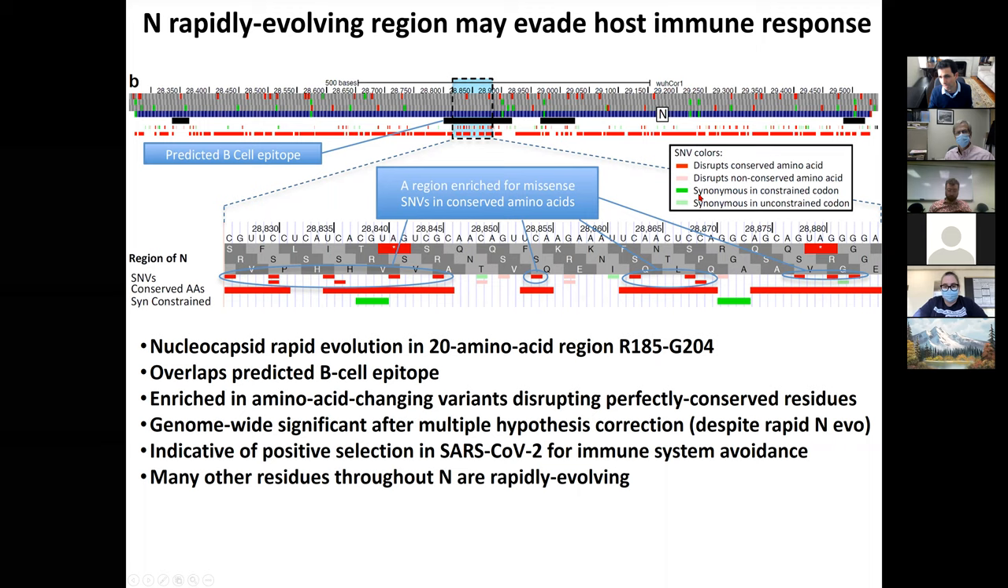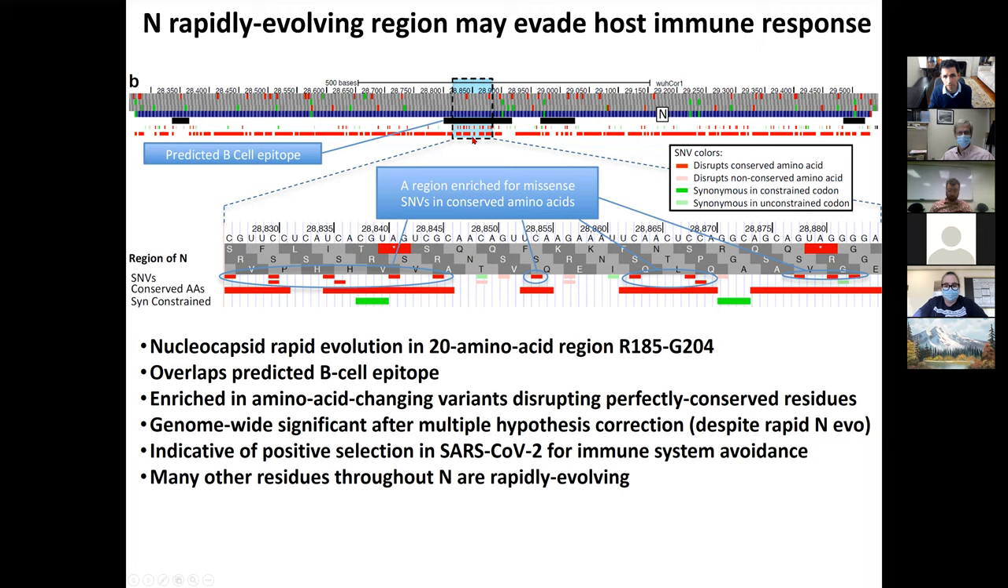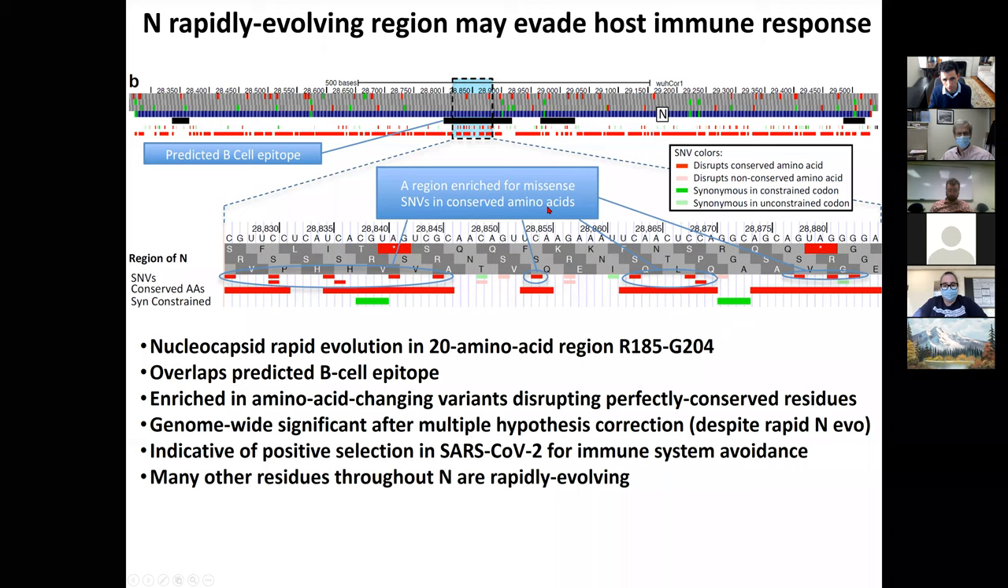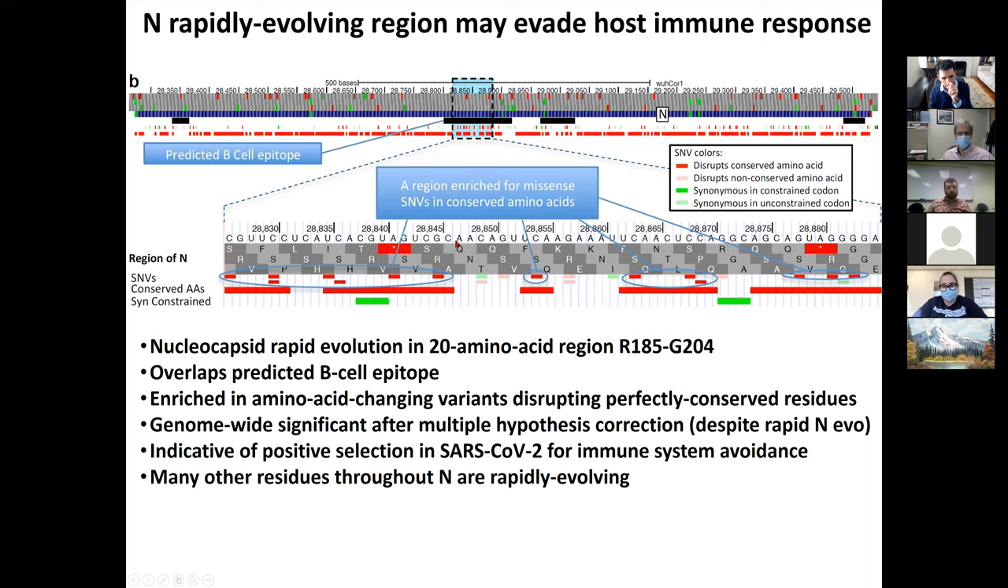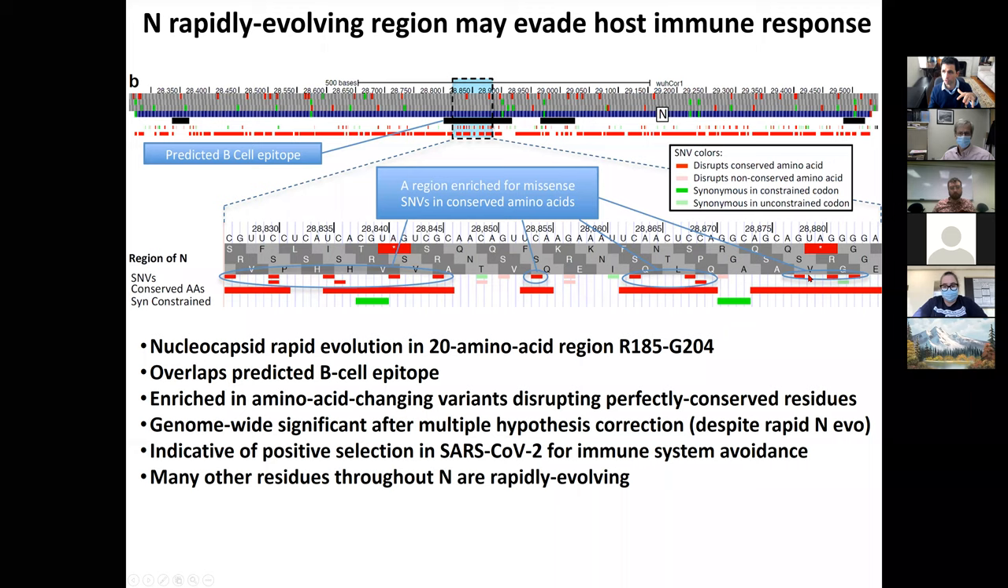You find that synonymous changes are happening primarily in non-conserved amino acids, whereas in N they're happening primarily in conserved amino acids, suggesting rapid change in function. And there's one region in particular of N which is genome-wide significant that is enriched for these conserved amino acid changes. So you can see here that nearly every codon in this 20 amino acid region was very deeply conserved across sarbecoviruses, but is now specifically changing way, way more than what you would expect by chance.